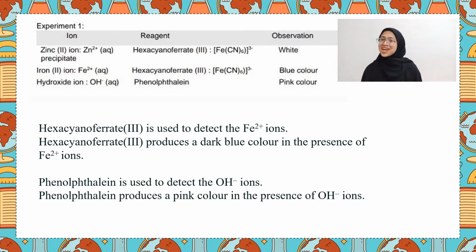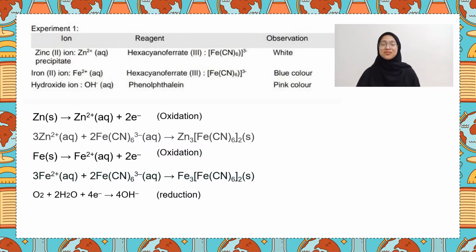The second one, Fe2+ reacts with potassium hexacyanoferrate to produce a blue precipitate. And the last one, because there is presence of hydroxide ion, phenolphthalein will change color from colorless to pink. From the equation below, we can see some of the reactions. There are some oxidation and reduction that happen in the experiment.